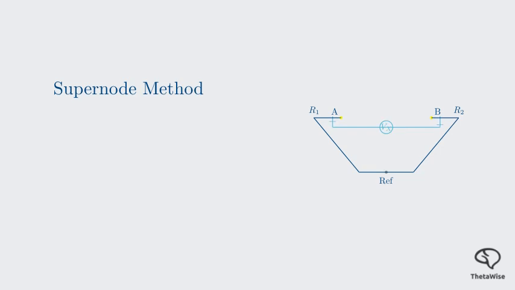The voltage source explicitly defines the difference between the voltages of the two nodes it connects. So we have a constraint equation. For example, if the source is oriented to make node A positive with respect to node B, the constraint equation would be VA minus VB equals Vx.